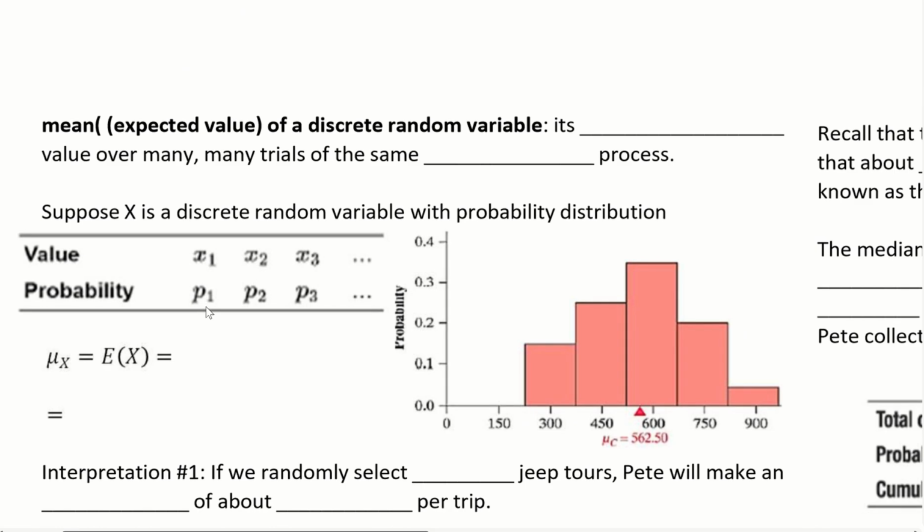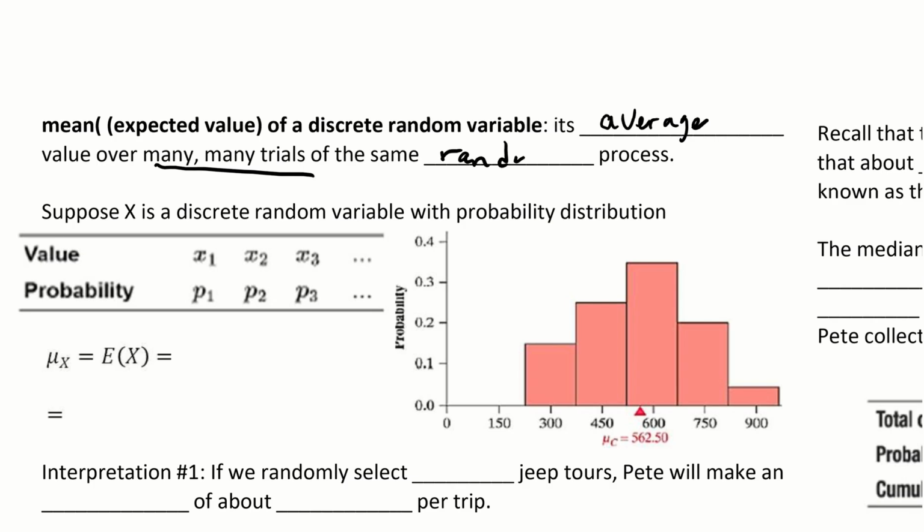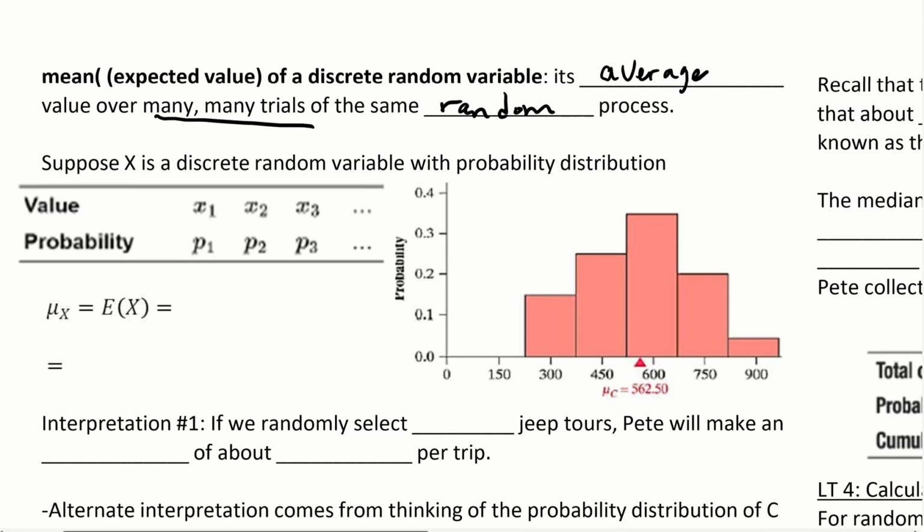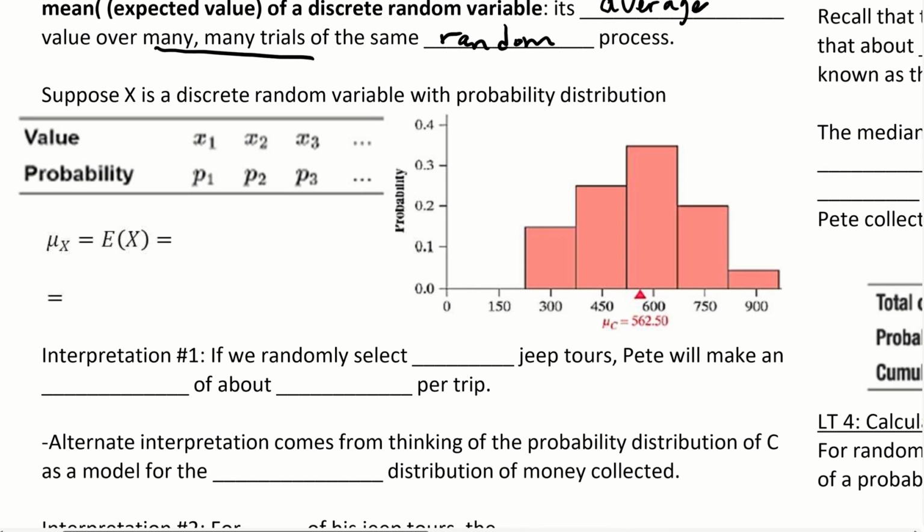In order to do that, well, it's just the average, right? So what we calculated was an average. So it's the average over many, many trials of the same random process. So suppose x is a discrete random variable with the following probability distribution given by this table. To calculate the mean or the expected value of x, we would have to multiply x1 times p1, x2 times p2, and x3 times p3, and so on and so forth. And then we would have to combine those results, right?